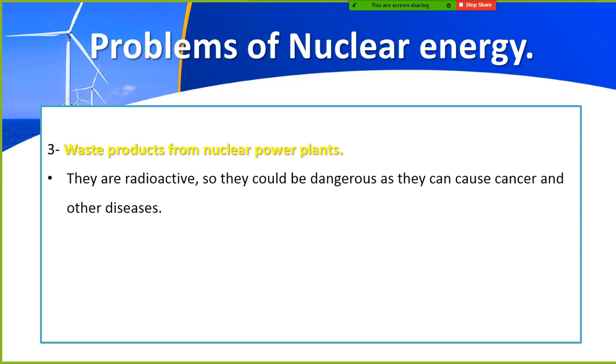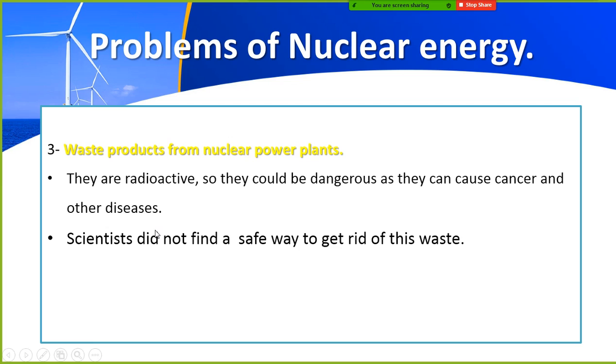Any disadvantages? We have another thing. We have something called the waste products from nuclear power plants. Those plants that depend on nuclear power, of course, get waste left out. This waste has something in it related to the uranium that they are using. This kind of waste is radioactive. It means that it produces things that affect people around them. So they could be so dangerous, and they could cause cancer or other diseases.